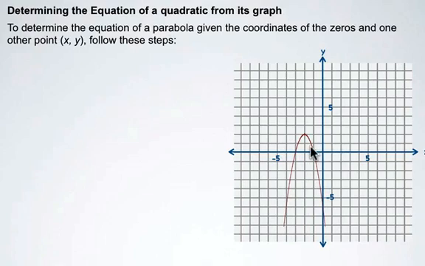Here's our parabola. We're going to determine the equation of this parabola. The first thing we need is to identify the zeros. These are the two zeros. And we need another point. We've identified this as our other point.